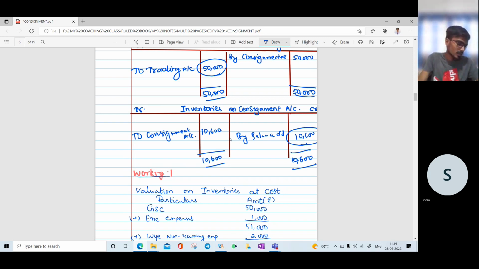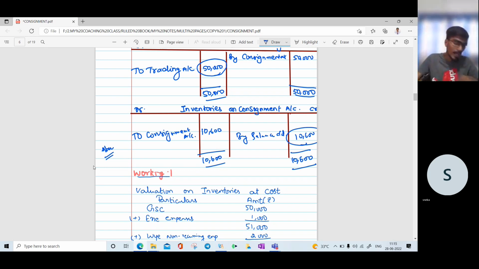These are the 4 accounts you need to maintain if they ask for necessary ledger accounts. If your question specifies any abnormal loss, you have to prepare 5 accounts. First is the consignment account, then the consignee's account, then goods sent on consignment, inventories on consignment, then abnormal loss. In my conceptual classes video, I did not mention inventories on consignment because it does not majorly form part of the consignment account. It is very simple. Every time you will get a closing balance.